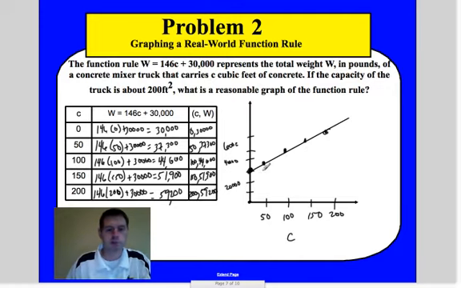But you'll notice in this one that we did not go in the negatives because we're talking about carrying concrete. You can't have negative concrete, so you'll notice that I didn't extend this line past where we were, and we only use this first quadrant, quadrant 1. Therefore, in the context of real world problems, you have to keep in mind that a lot of times negatives won't come into play.